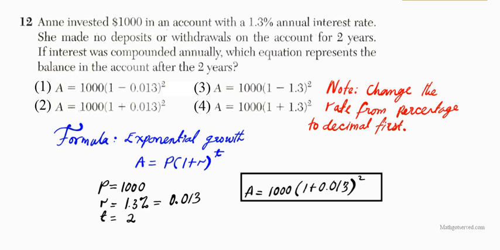All right, number 12 involves setting up an equation to find the output of an exponential growth situation.